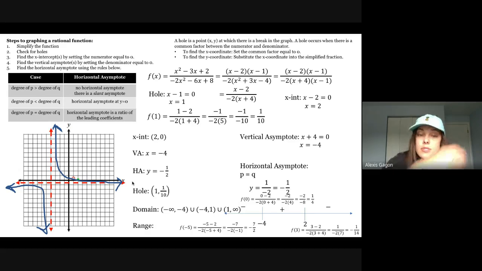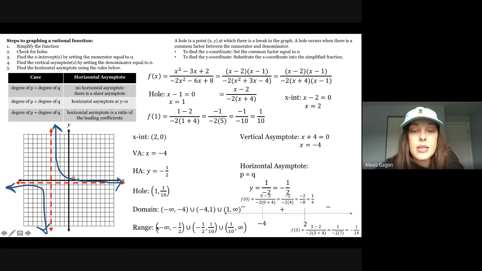And then same with the range. It's going to be negative infinity to negative 1/2, because of our horizontal asymptote. And then negative 1/2 to 1/10, again because of the hole, and then 1/10 to infinity. Okay, questions with that one?